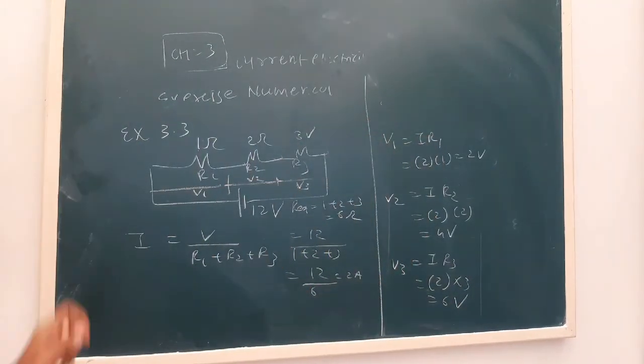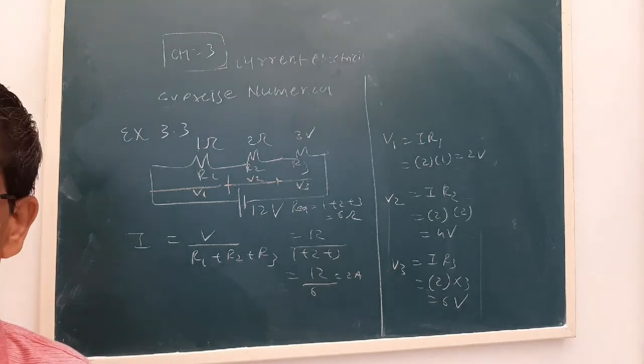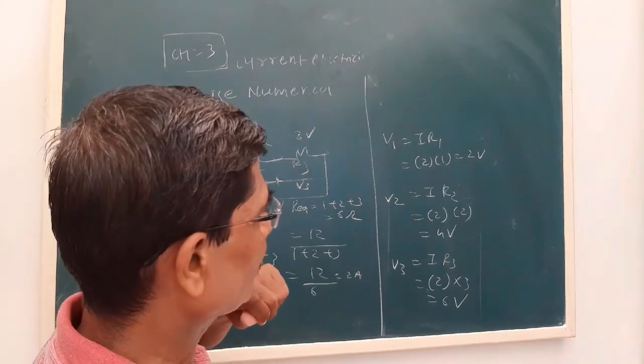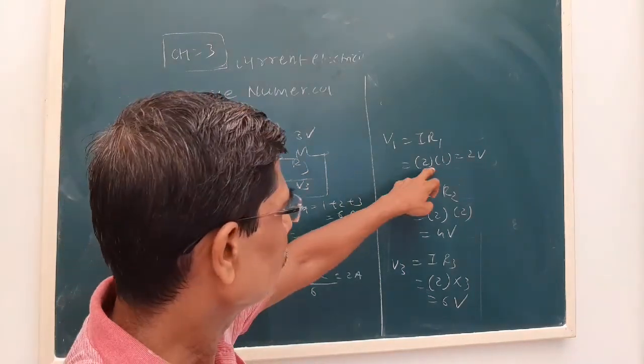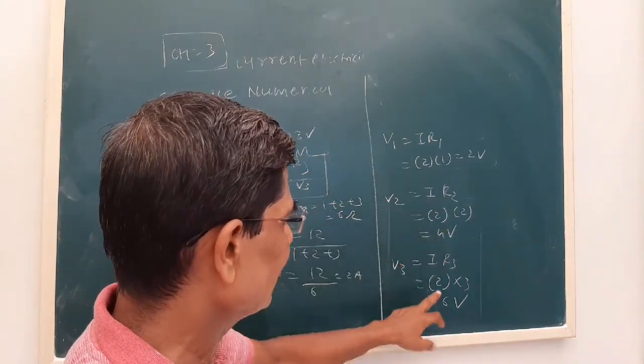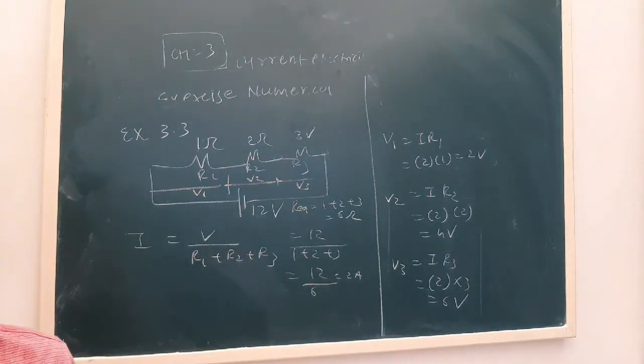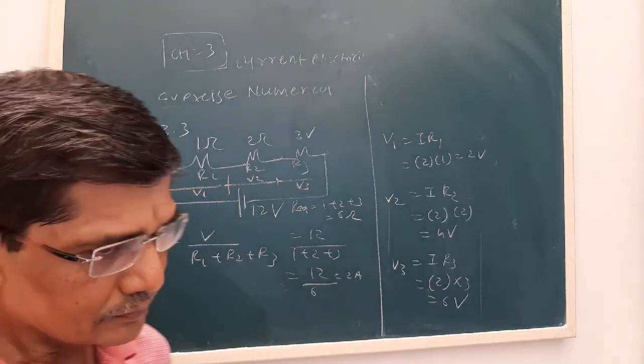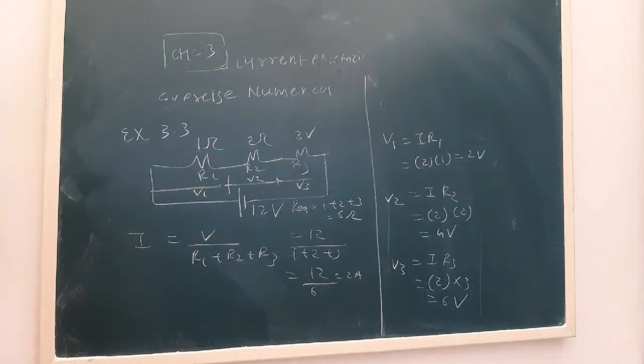See, this is how in series the current is same, voltage is divided. And what we see, the sum of the voltage drop across resistors, 2 volt plus 4 plus 6, 12 volt, that is equal to total EMF supplied in the circuit. So this is about the exercise numerical. See, next time we'll proceed further. Thank you.